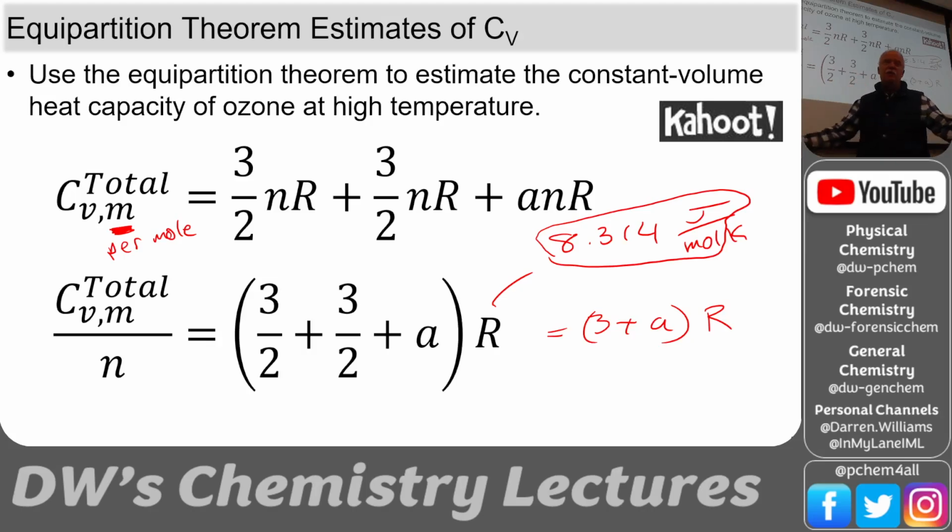The bending mode is 1500 wave numbers. It's not active. And the OH stretch, asymmetric or symmetric, are in the 3000s, not active. So for water, A is 0. So water's only going to have 3 times R. So 3 times 8, that's what, 24? So water's heat capacity is around 24 joules per mole Kelvin.